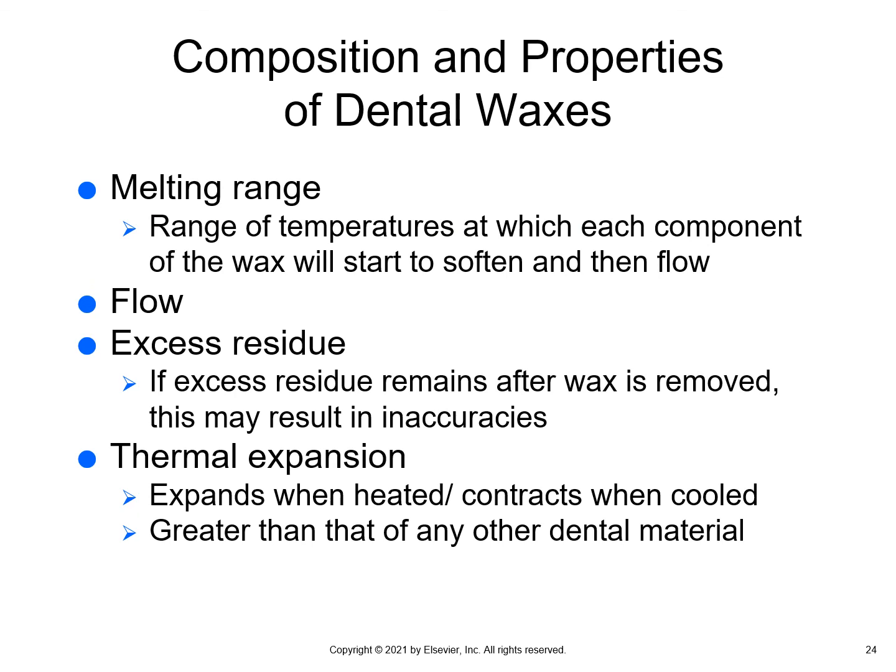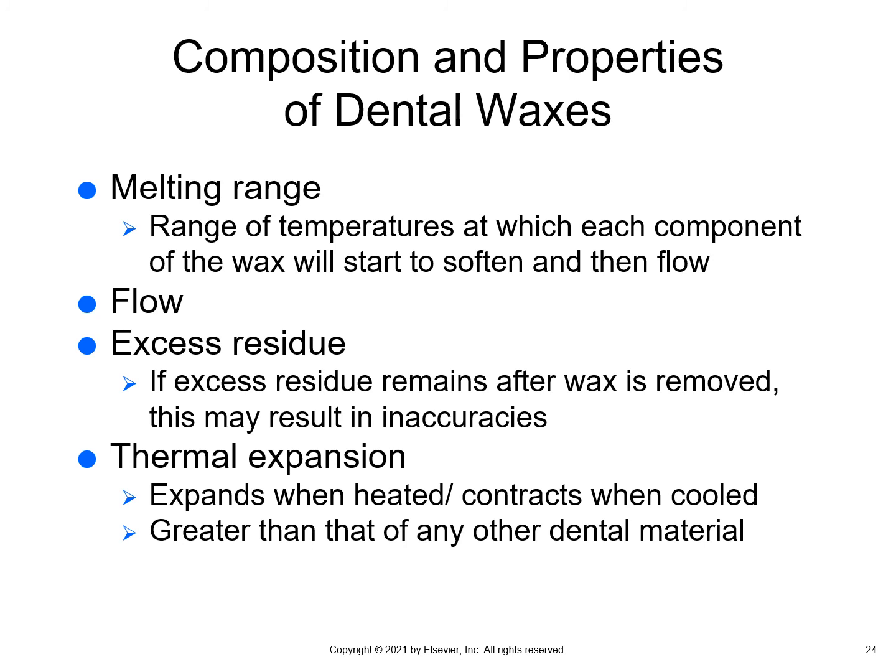The composition and property of dental waxes. Melting range is important with a wax based on what you're using it for. There are a range of temperatures at which each component of wax will start to soften and flow. We're going to hit briefly on the different types of waxes that are used in dentistry. Typically, we use what's called utility wax. It's also known as ortho wax.